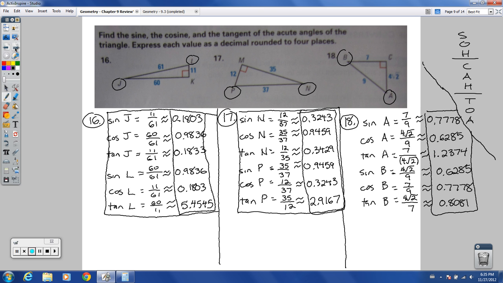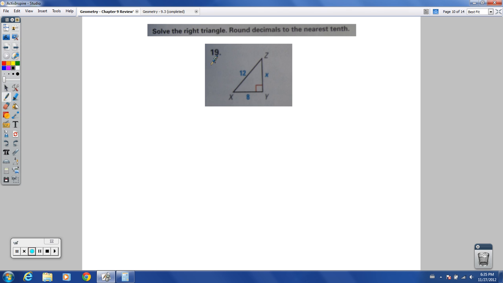Let's move on to number 19 now. So solve the right triangle. We're supposed to find all 6 parts. So let's do the easy ones first, the ones that are actually there. The measure of y is 90 degrees. I can see that xz is 12. And I can see that xy is 8. So I got 3 out of the 6 parts given to me right there.